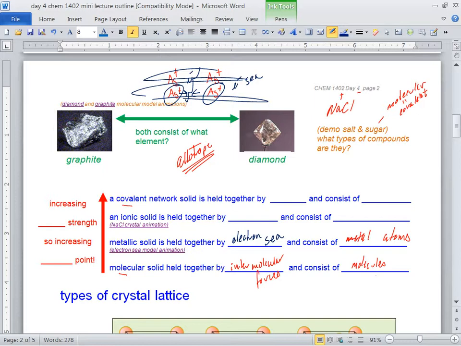Ionic solids consist of ions. Perfect. Right, ions. Inessa, if I said potassium phosphate, what type of solid must that be? Ionic, because you have potassium ions and phosphate anions, so it's got to be an ionic solid. Held together by, what would you guess, Audrey?